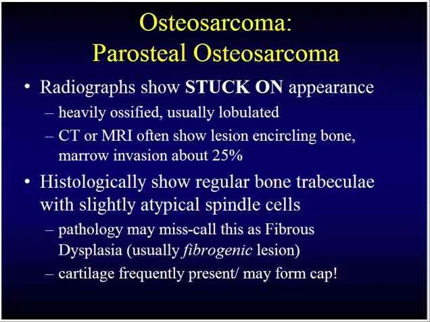Histologically, you see regular bone trabeculae with some very slightly atypical cells that have fibrous tissue. And hence I told you that parosteals are typically fibrogenic. Okay? So don't confuse this with fibrous dysplasia, because it's a very fibrogenic lesion. Sometimes they even have a cartilage cap, and sometimes people will say, oh, it's an osteochondroma. No, it's not. I'll show you an example of the difference so you don't confuse them.